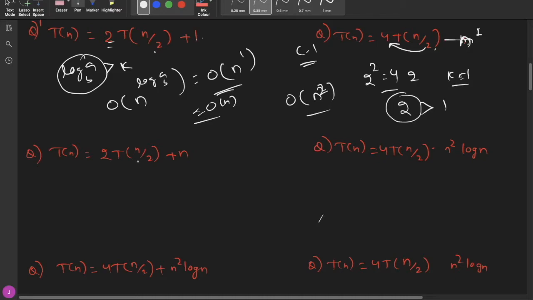Coming to the third question, again the same thing we have to do. We have to find out log a base b and the k value. The k value is 1 here and the log a base b value is 1 here. We can put the a and b values and find out the value of log a base b. So both are equal, so case 2 arises here, right?